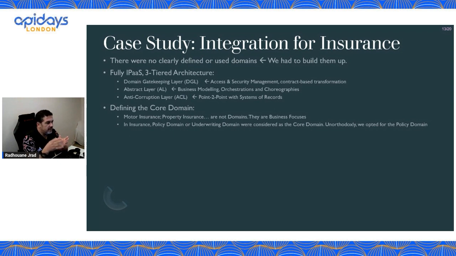But basically, one thing to note is different business focuses are not domains. Okay, so car insurance, motor insurance, property insurance, these are not domains, these are business focuses, but the domains are below: policy, claims, etc. Right.